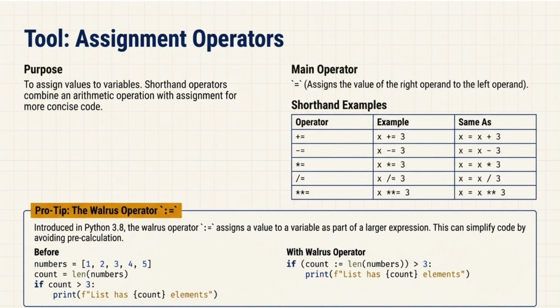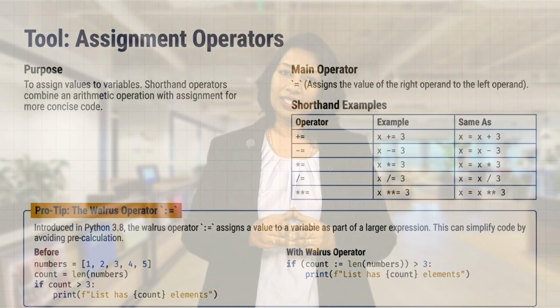The walrus operator, colon equal to, introduced in Python 3.8, is an assignment expression that assigns a value to a variable within a larger expression, letting you both assign and use the value in one step.